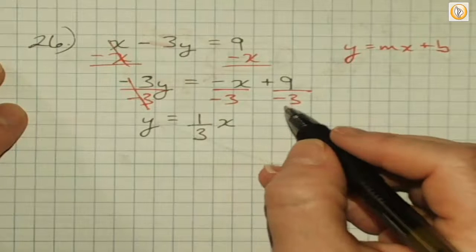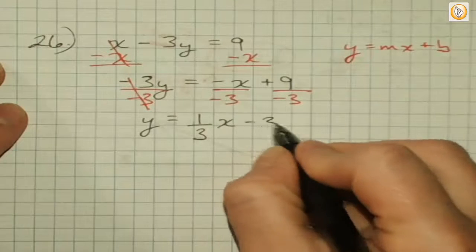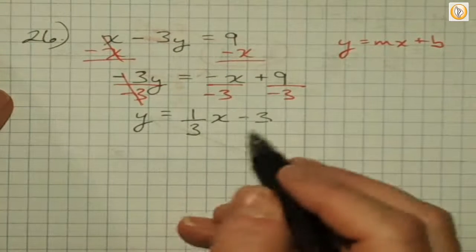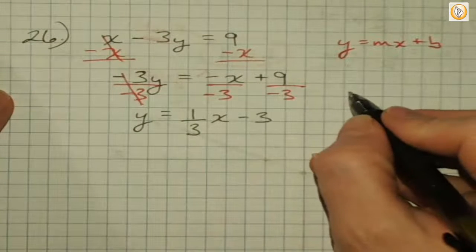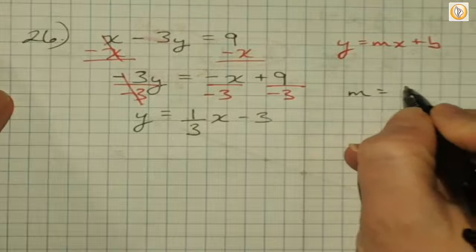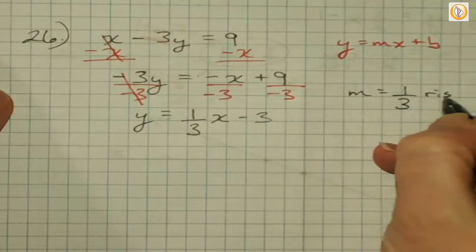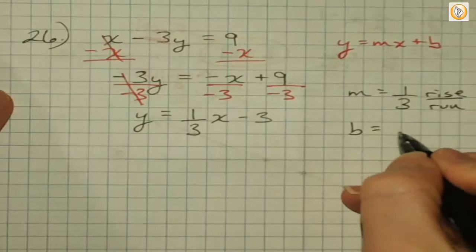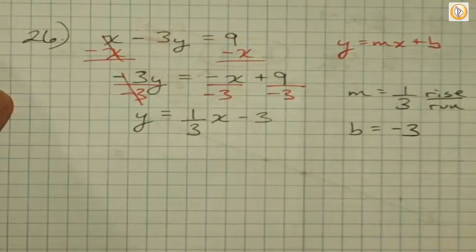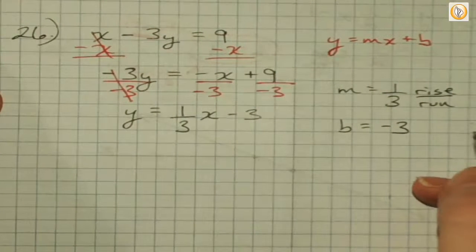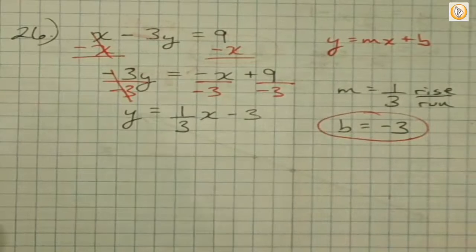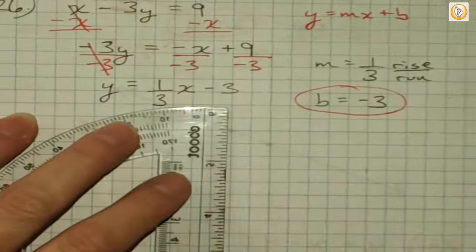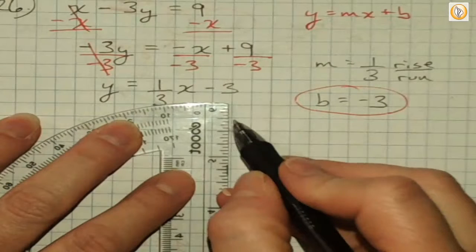Okay, 9 divided by -3 is? -3. Okay, so here we have our format, our equation. Natalia, what is the slope? 1/3. And I'm going to write rise over run. What is my y-intercept? -3. What is plotted first? Yeah, B. -3. Okay, so now I'm going to graph, or draw the graph.